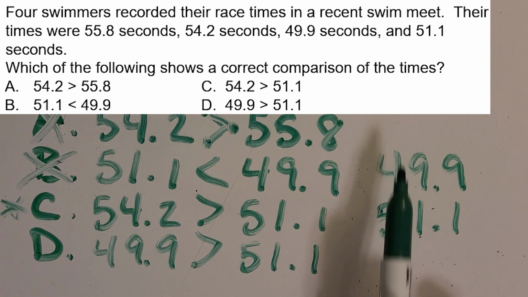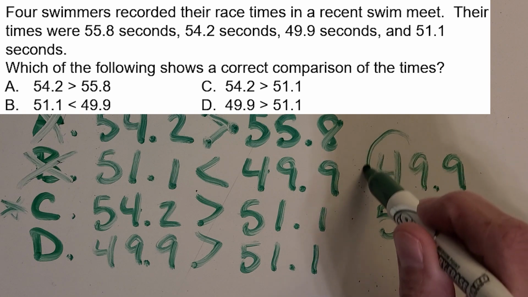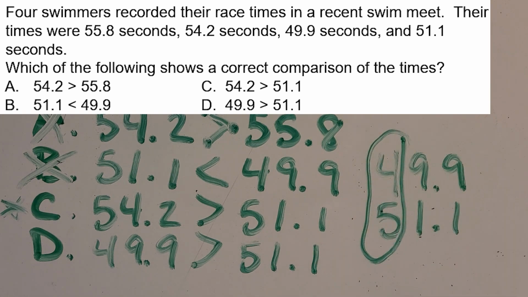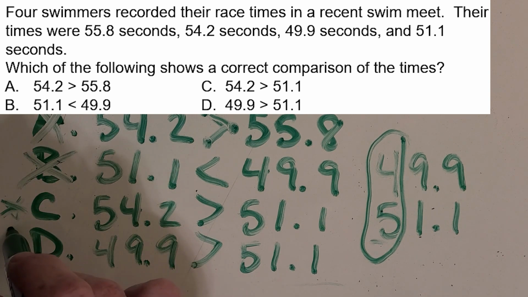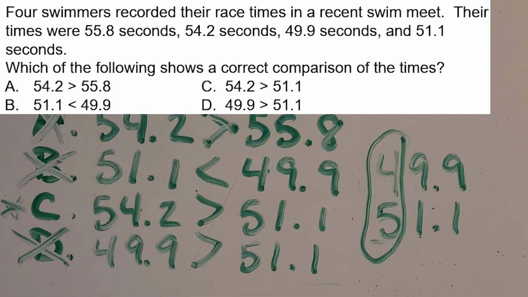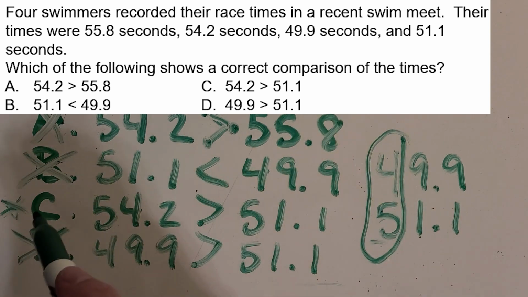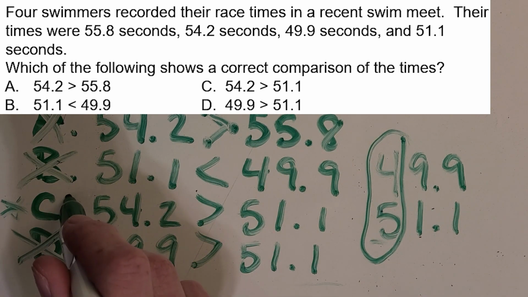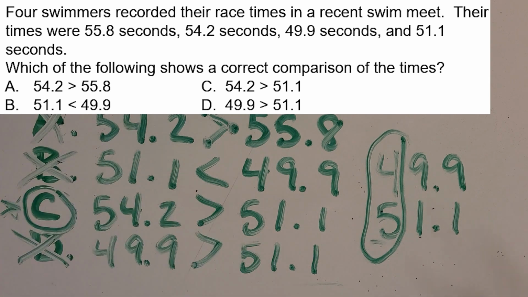Okay, so let's start with the largest place value, 4 and 5. Which one is bigger? Okay, that 5 is bigger. That means 51 and 1/10 is bigger. Oh, but this one is saying that the 49 is bigger. So let's get rid of choice D. And then, look, our choice that we kind of thought about is correct. C is the correct answer.